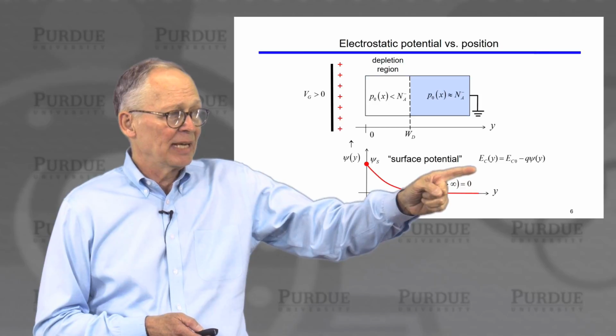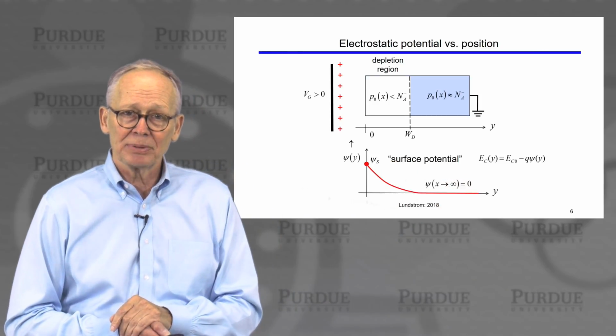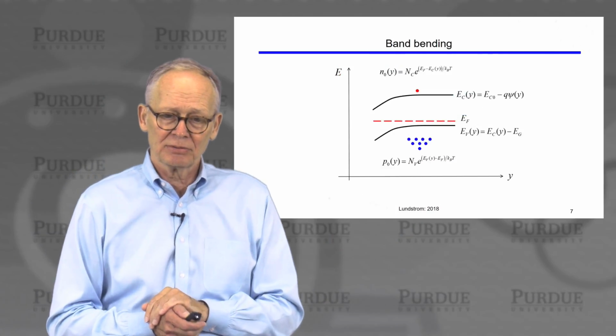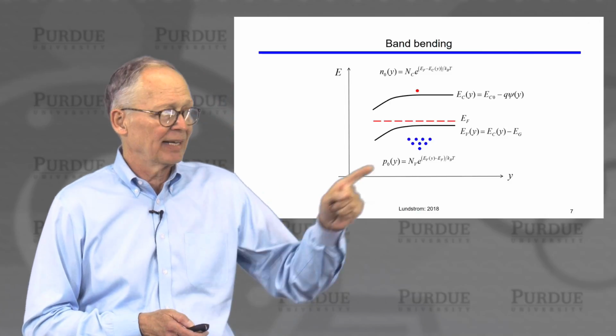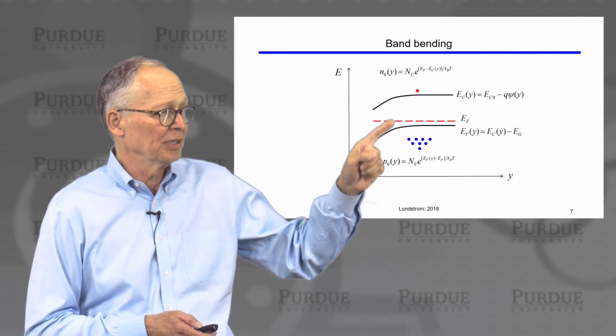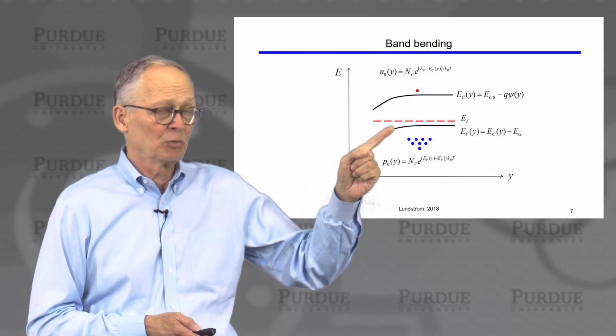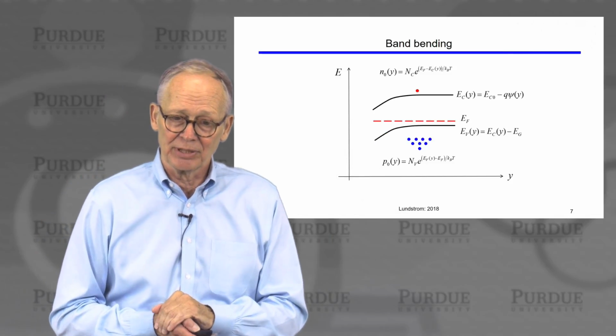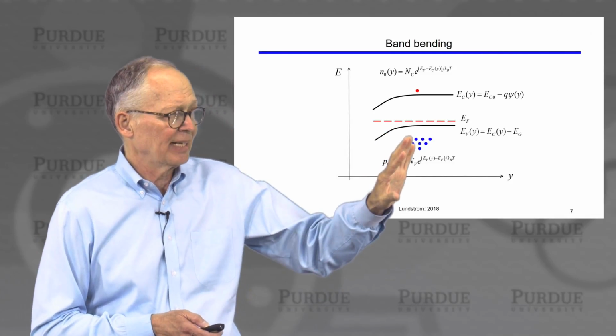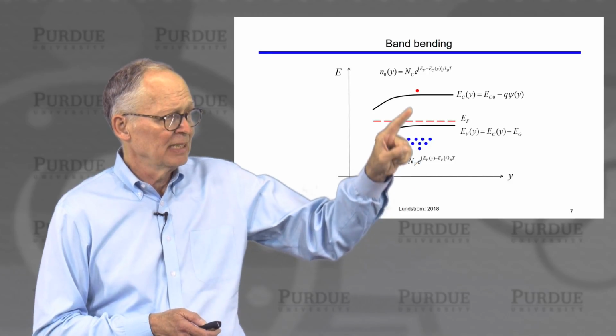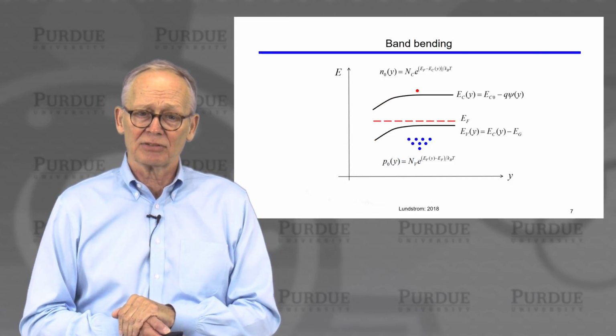Well, energy bands go down when the potential goes up. So this varying potential is going to give us some energy bands that bend down near the surface. Fermi level will be constant since I'm in equilibrium in this example. And this is a p-type semiconductor. There's lots of holes. There are a few minority carrier electrons.